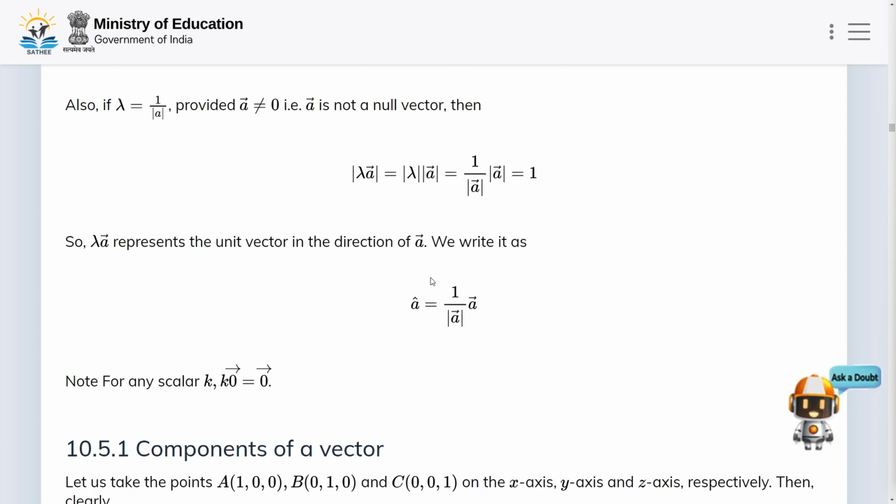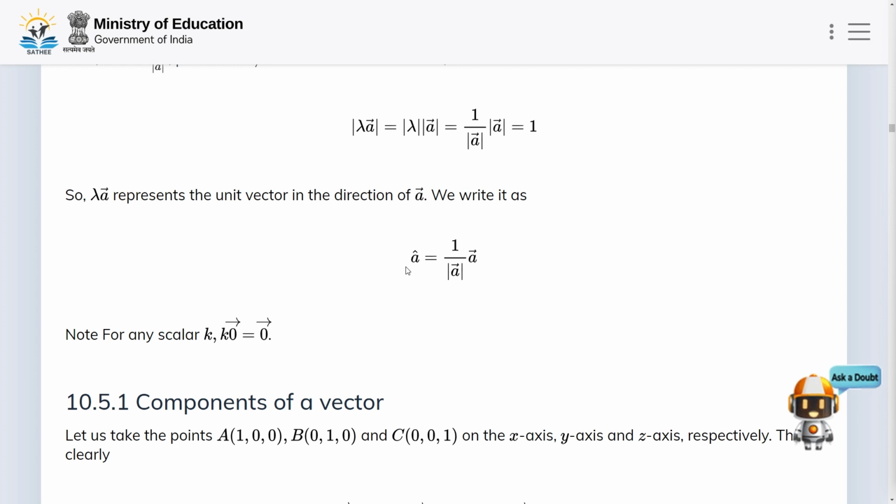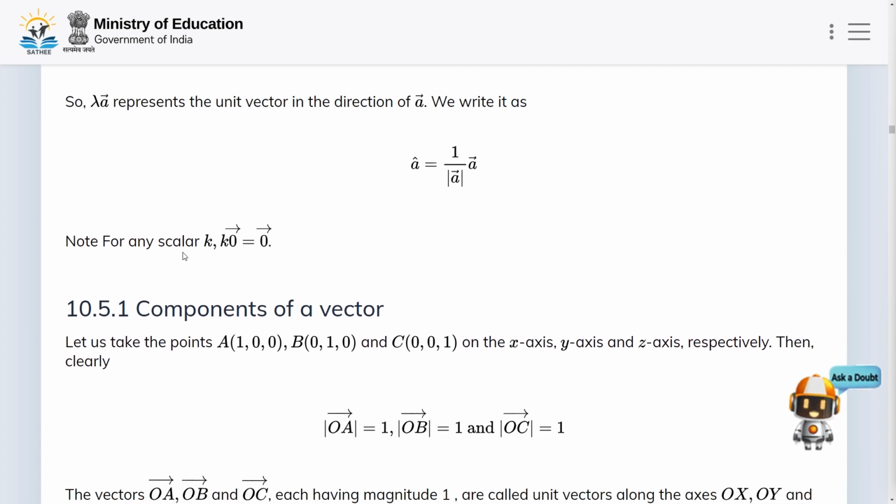In other words, we have already seen that a unit vector is represented by A hat. So A hat is equal to 1 by magnitude of A multiplied with vector A. So the unit vector will be this. If someone asks that this is your given vector, then find your unit vector, simply take that given vector divided by the magnitude of the given vector. That's it. You will get your unit vector as the result. Note that if any scalar k multiplies with the zero vector, you will always get the zero vector.